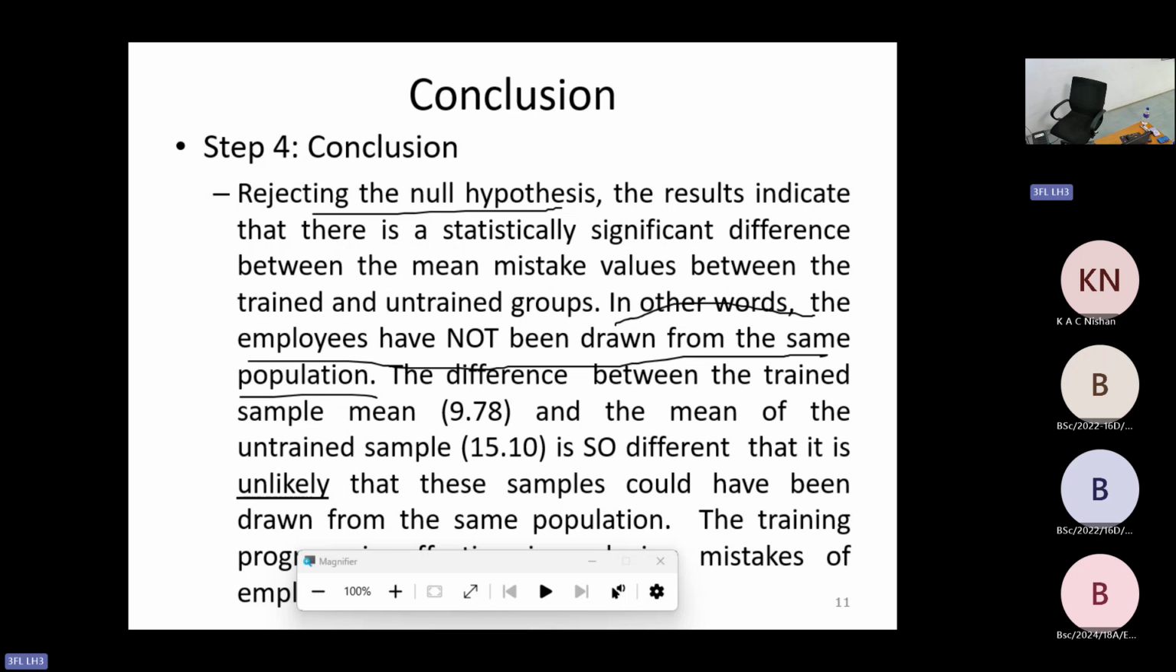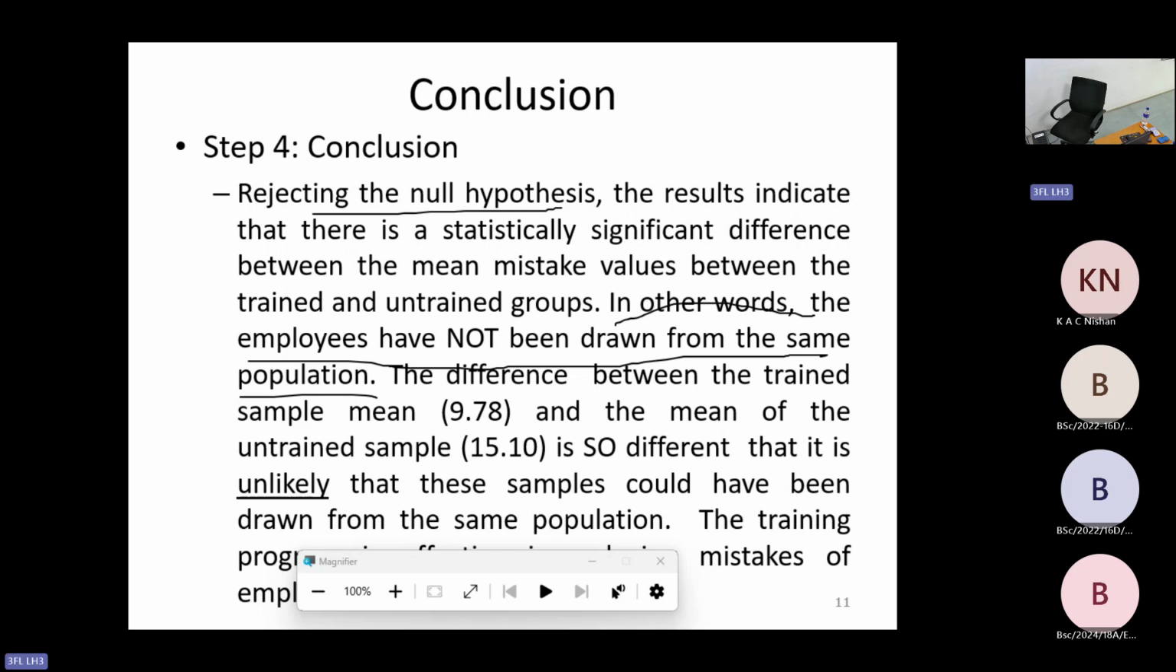Rejecting the null hypothesis, the results indicate that there is a statistically significant difference between the mean mistake value of the trained and untrained group. So what can you say? Is the training program successful in reducing the number of mistakes? Yes, it reduces mistakes.